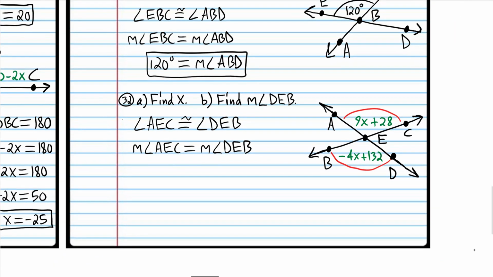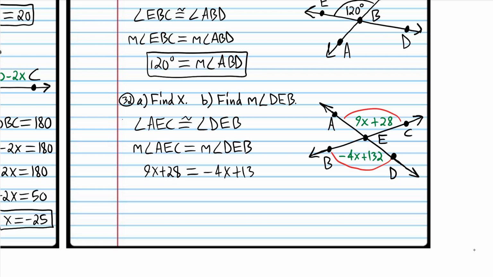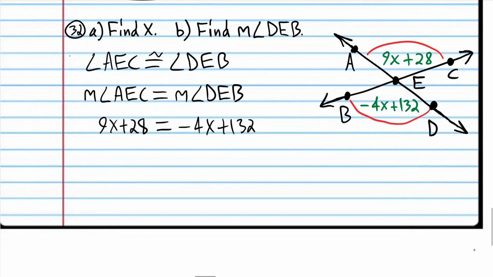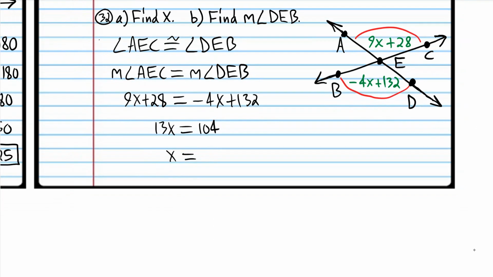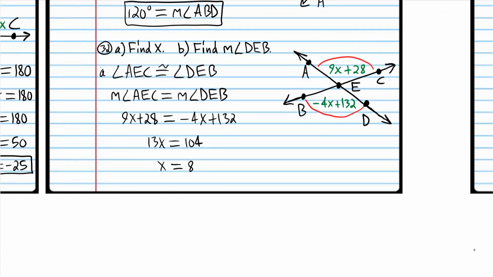And we know the measure of angle AEC is 9x plus 28 because they tell us that in the picture. And the measure of angle DEB is negative 4x plus 132. If we add 4x to both sides, we get 13x on the left side, subtract 28 from both sides, and we get 104. And if we divide both sides of the equation by 13, then we get 8. So we found x. That's part A of the problem.